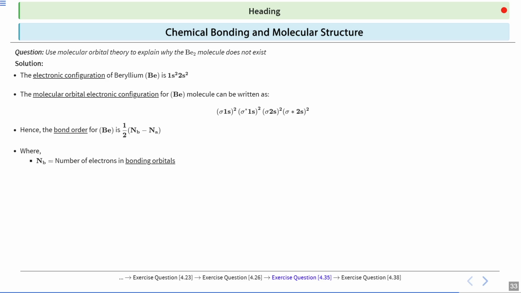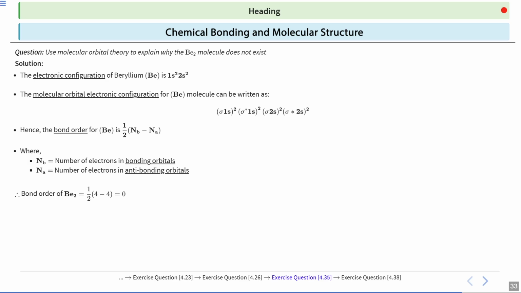Therefore, we can write bond order is equal to half of (Nb minus Na), where Nb is the electrons in bonding molecular orbitals and Na is the electrons in anti-bonding. And finally, the bond order will be half into 4 minus 4. So this will give you the bond order of beryllium. Now there is a shortcut to calculate the bond order. So we'll now talk about that shortcut.